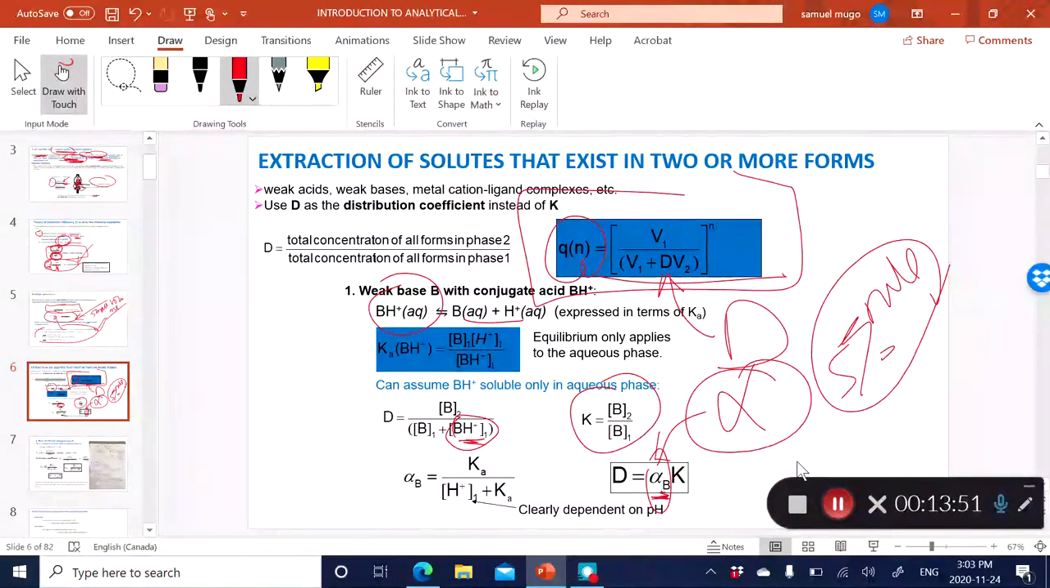Now, when you're dealing with a conjugate base, okay, and it's going to get clear in the next slide, the fractional composition is actually defined by this relationship. The Ka divided by the proton concentration plus the acid dissociation constant. Okay, so take note of that relationship. It's going to get clear in the next slide for sure.